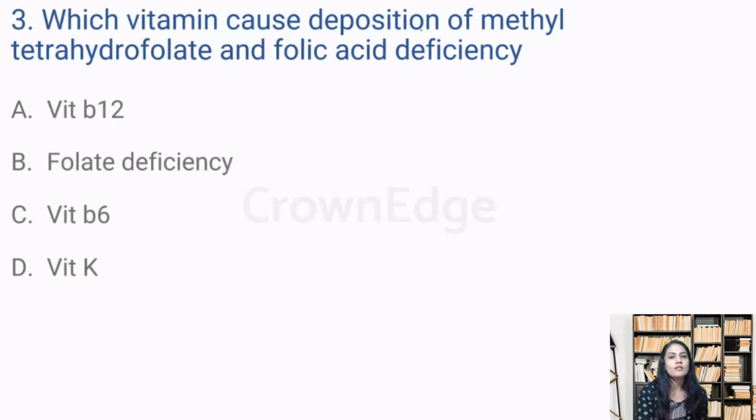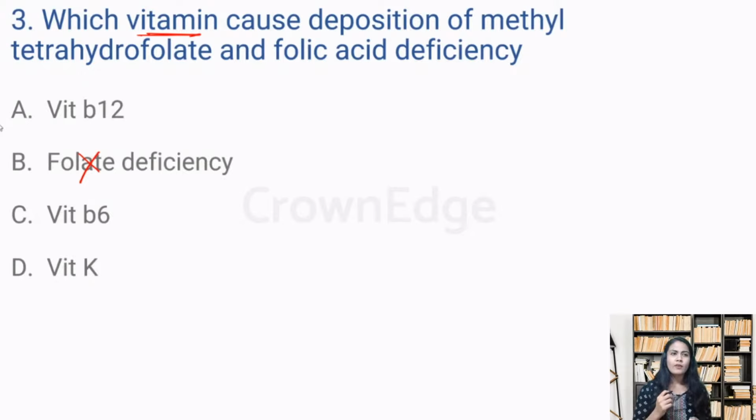Which vitamin causes deposition of methyl tetrahydrofolate and folic acid deficiency? This is a very tricky question: folic acid deficiency is happening, and they're asking which vitamin is causing that. Obviously, if there is a folic acid deficiency, folate cannot cause that. That is ruled out. Vitamin B6, that is pyridoxine, is also not related, and vitamin K is also not related to folic acid.